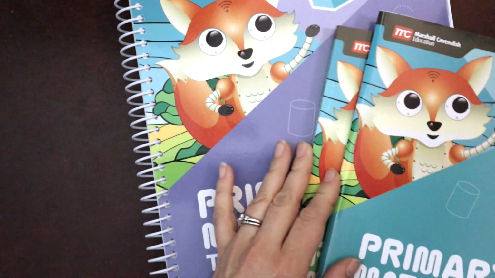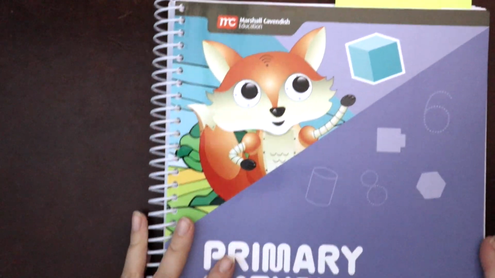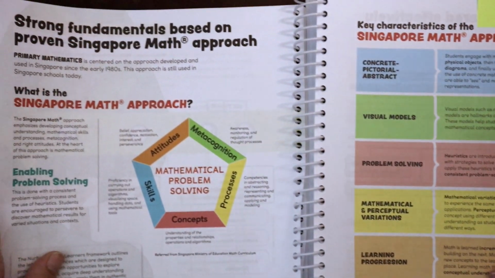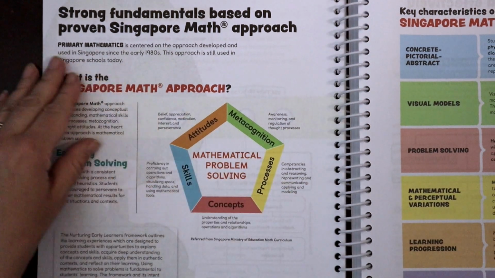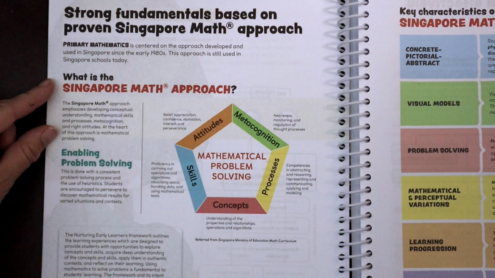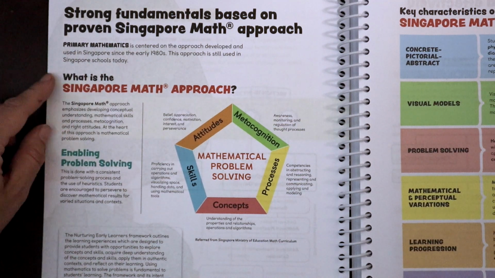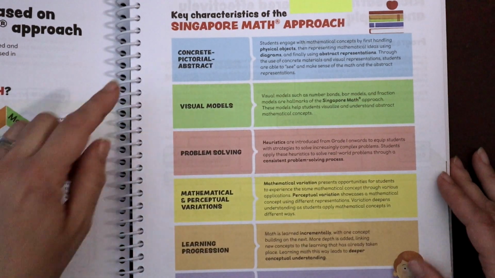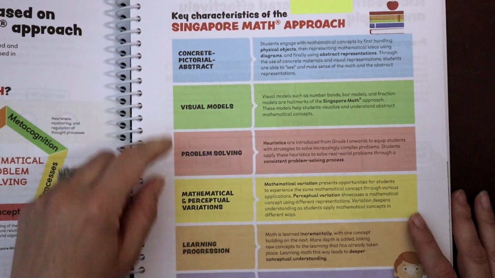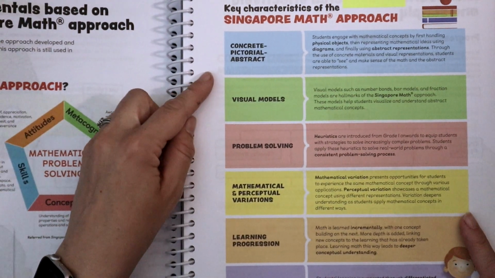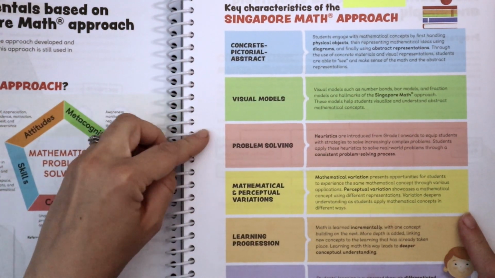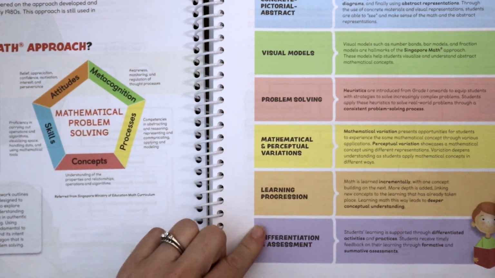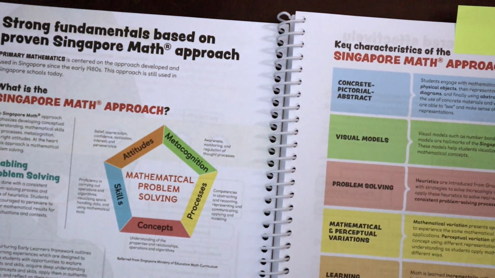All right, let's look at what the teacher guide looks like, okay? So right when we jump in, we have the background of the Singapore Math approach. So going through, what is Singapore Math? They have some nice little graphics. We have the key characteristics of Singapore Math: the concrete pictorial abstract method, visual models, problem solving, mathematical and perceptual variations, learning progression, and then differentiation and assessment.